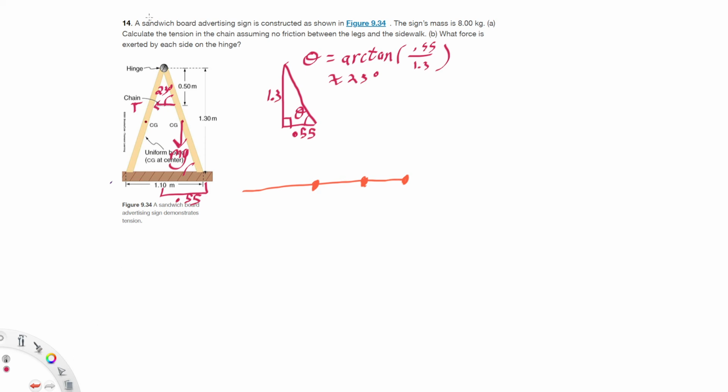Also, I just realized I did this thing backwards. This should be 1.3 over 0.55, opposite over adjacent. So that's not 23 degrees. That is 90 minus 23, so 67 degrees.